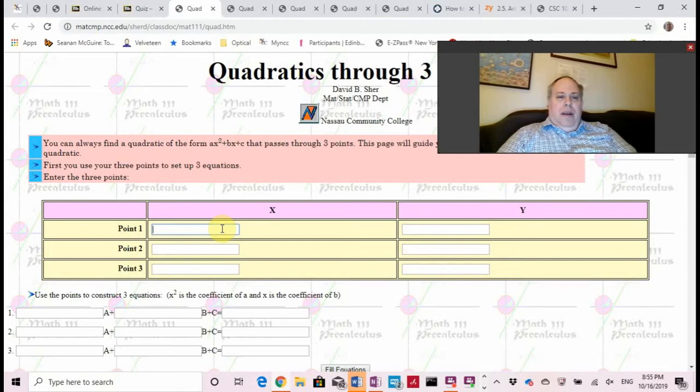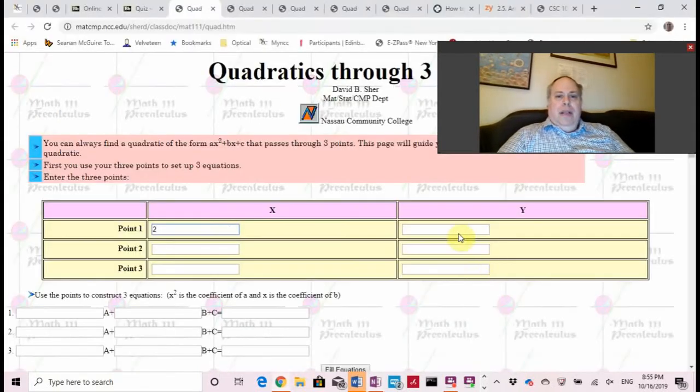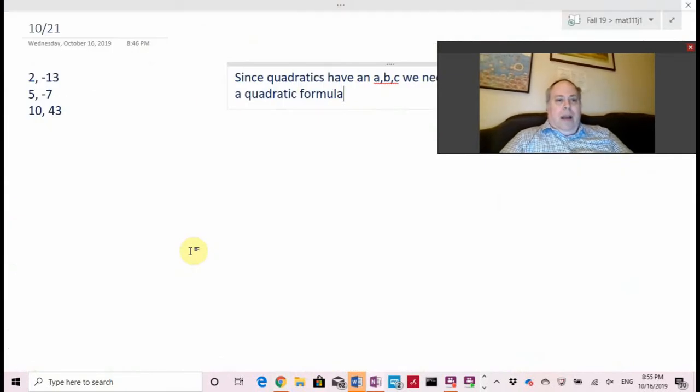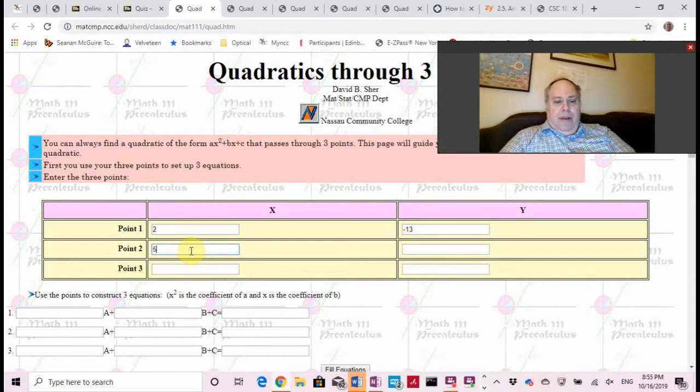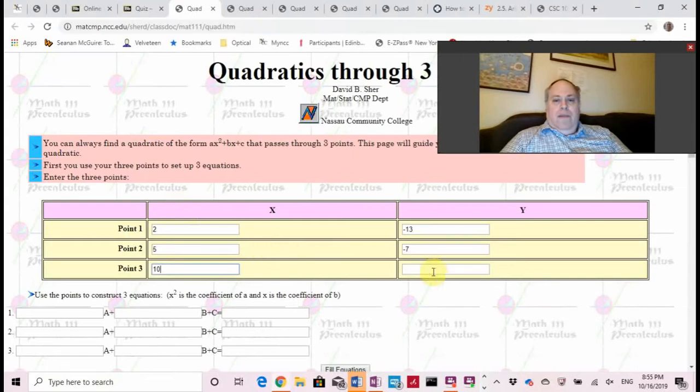So the first point was 2 is x, and negative 13 is y. Oops, minus 13. Okay, the next point I have is 5, and this has negative 7. And the last point is 10, and this is 43.